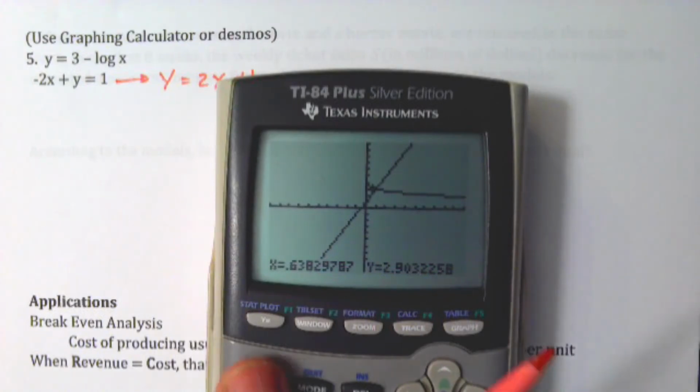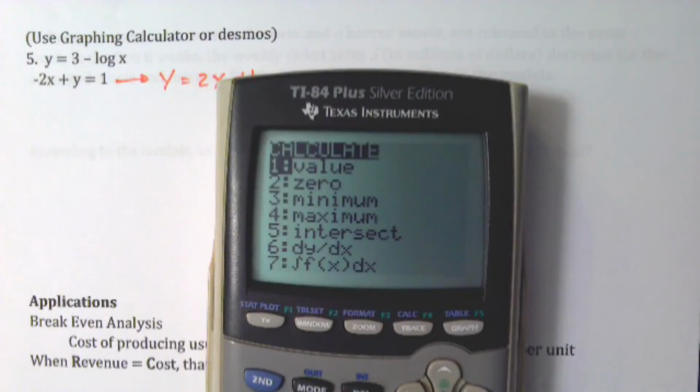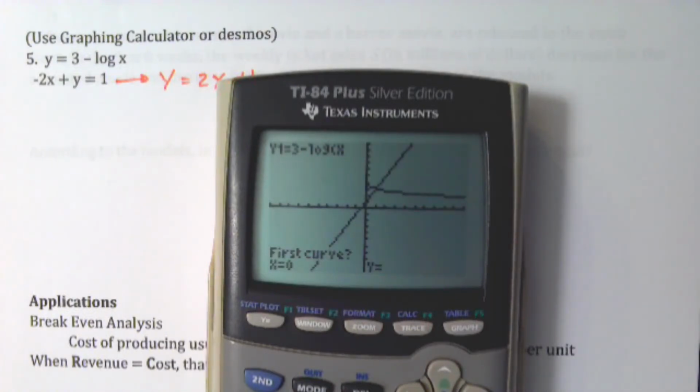So on the graphing calc, if you go to second trace, where it says calc, and no shocker, down to number 5, intersect, all you have to do is pick the first curve, which it'll already be on, then just move over to select the second curve, hit enter. Oop, get that mixed up.